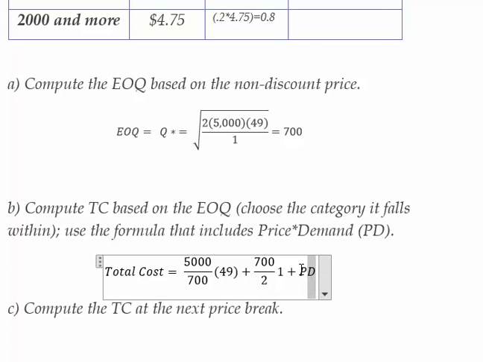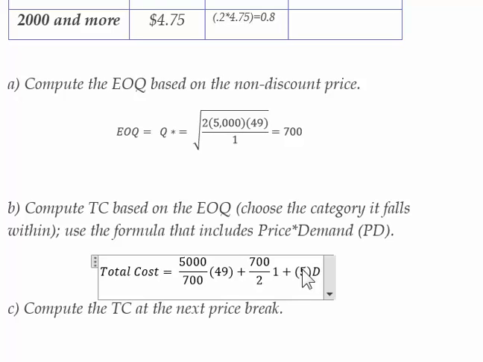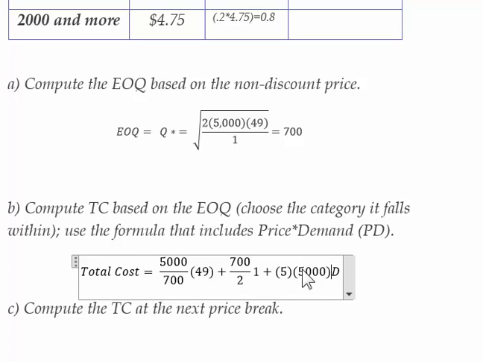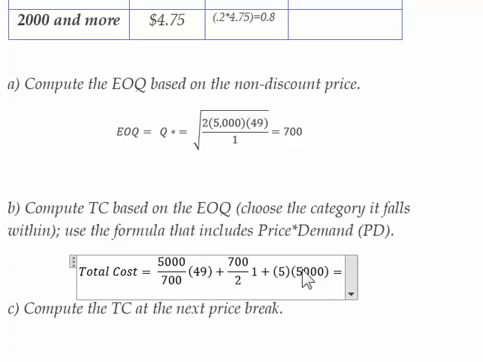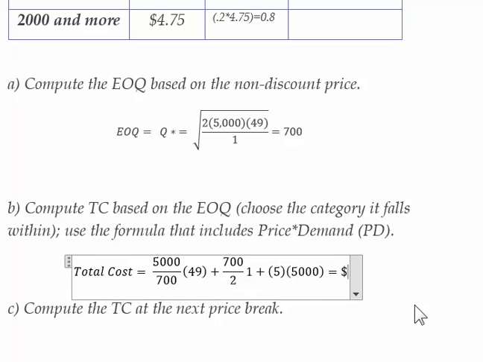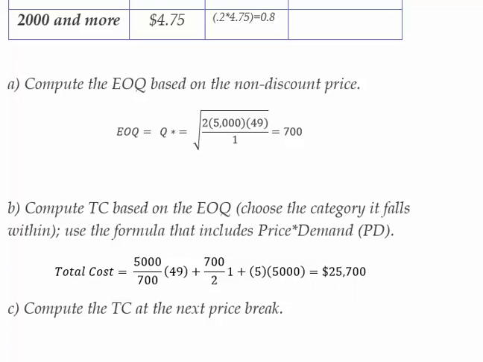So we need to do price times demand. So the price is going to be $5 if we buy 999 or less, and so since we're buying 700, we're going to substitute this for 5, because we have to pay $5 a unit because we're buying 700, which falls within that first price break, and we're going to multiply that times 5,000. And we're going to find that this is going to equal $25,700.